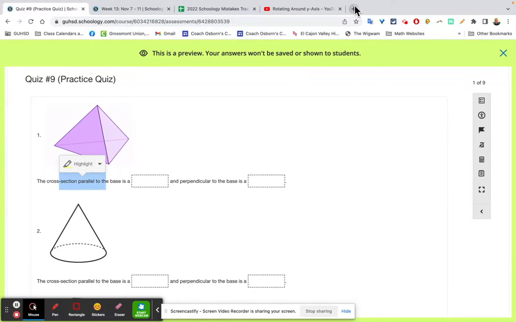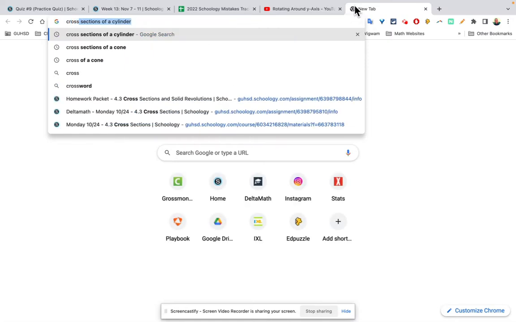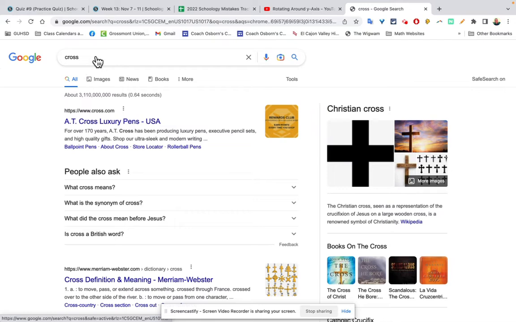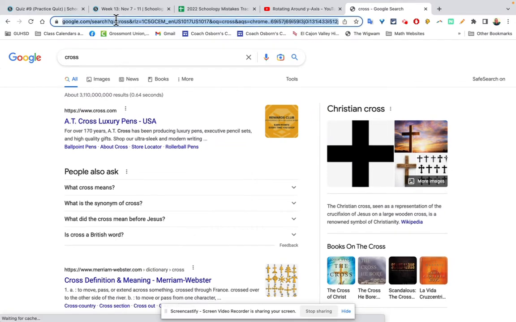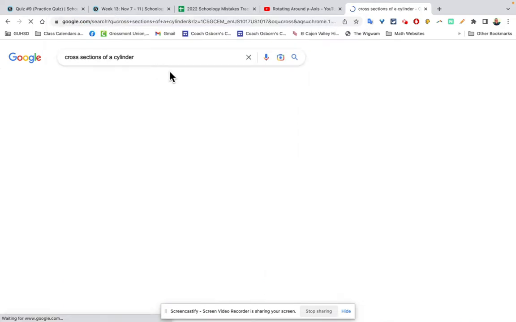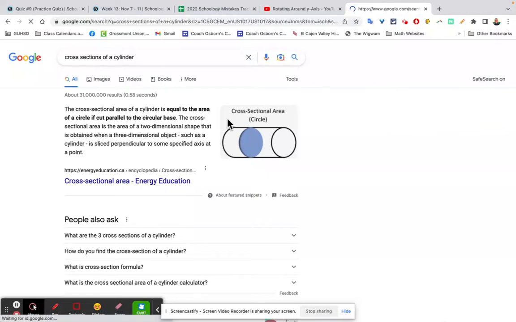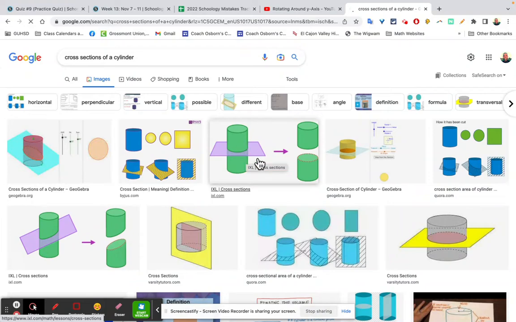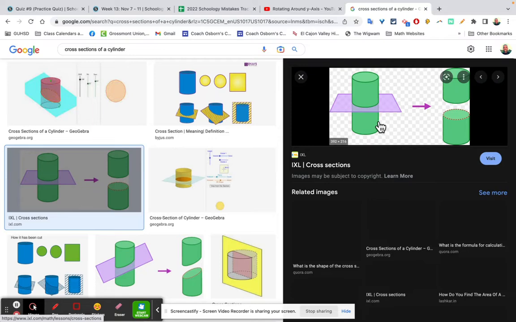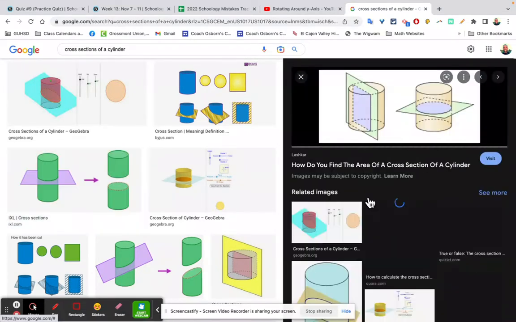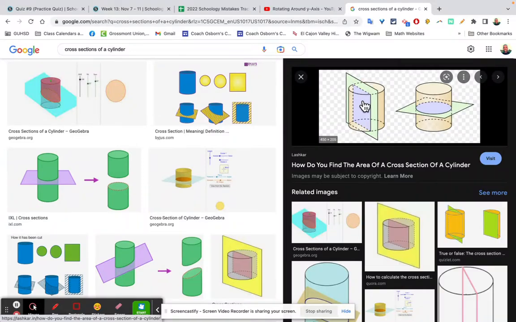So that means that if I look at, let's say, cross sections of a cylinder, okay? Cross sections of a cylinder. If I cut across the shape like this, like let's say that's my knife that's going across, then that's a cut that's parallel to the shape. Okay. Whereas if I cut the cylinder like this right here, that's perpendicular to the base.